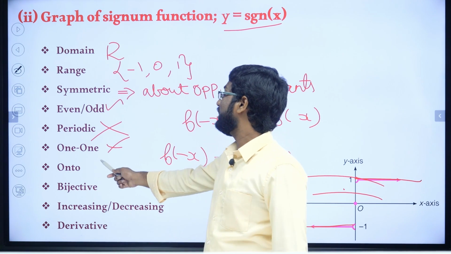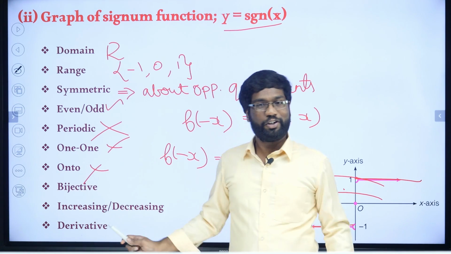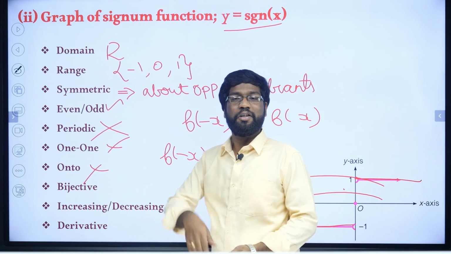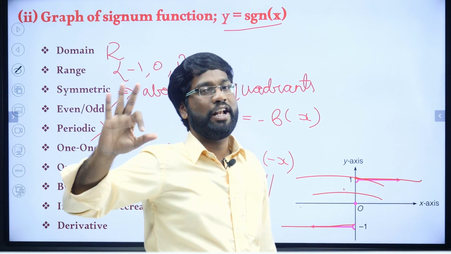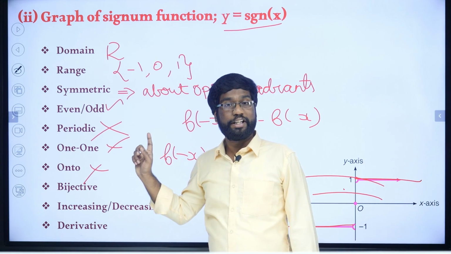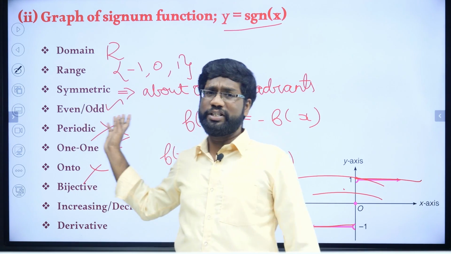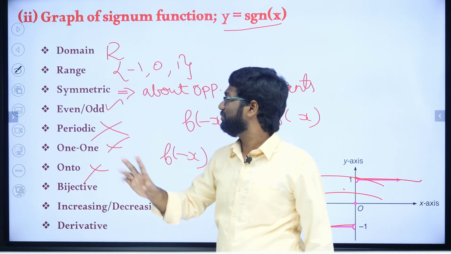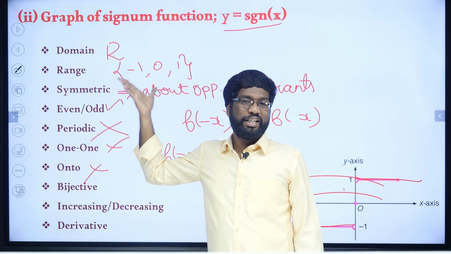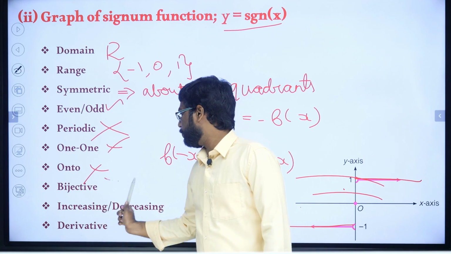As well as this one is not an onto function, my dear students. For most things it is onto only. Maybe if my codomain has only these three values, -1, 0, 1, then that function is an onto function. If some other value is there, like 2 or 3, then that function is not an onto function. If these three values are only there, then that function is an onto function, my dear students. Then bijective, no, my dear students.